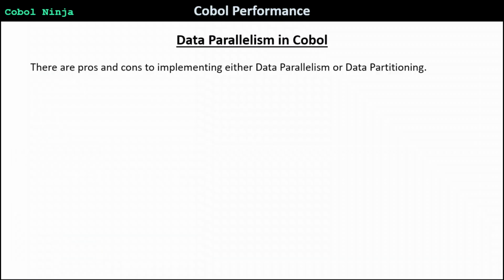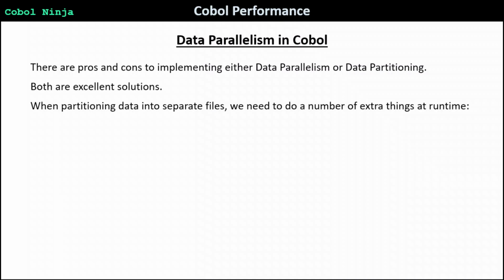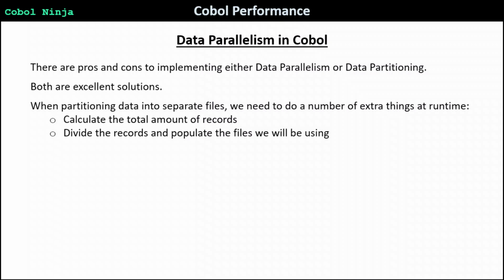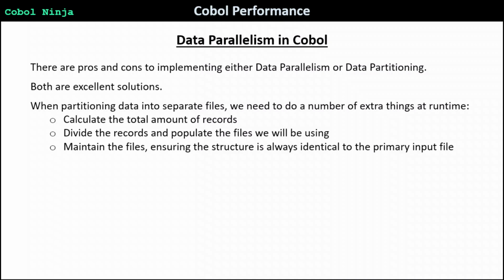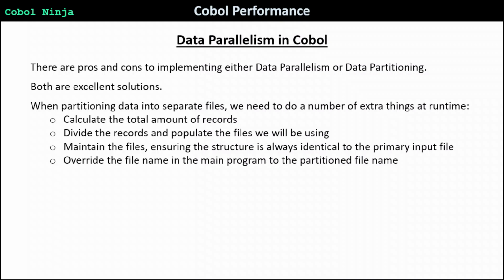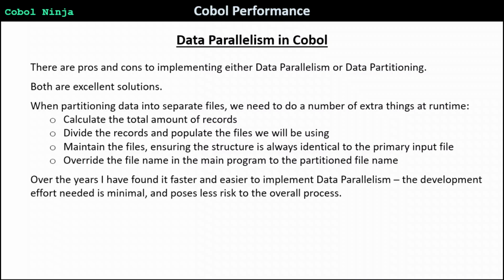There are pros and cons to implementing either data parallelism or data partitioning. Both are excellent solutions. When partitioning data into separate files, we need to do a number of extra things at runtime. We need to calculate the total amount of records, divide the records and populate the files we will be using. We need to maintain those files, ensuring the structure is always identical to the primary input file upon which they are based. We'll need to override the file name of the main program to the partition file name of that specific job, and so on. Over the years, I have found it faster and easier to implement data parallelism. The development effort needed is minimal and poses less risk to the overall process.